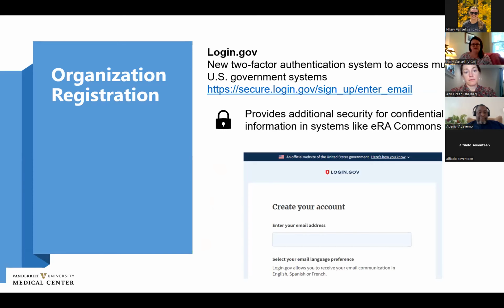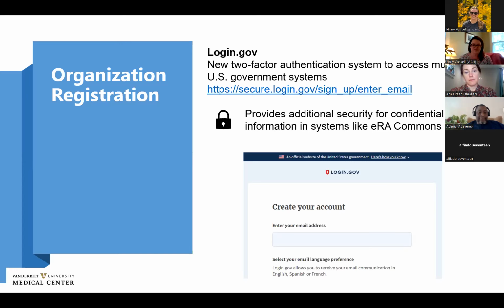Login.gov is the US government's new platform to access many of the systems needed by grantees, including ERA Commons. It is a next level security, so it requires what's called a two-factor authentication. It will send you an email or a text with a code for you to access. So if you haven't set this up yet, I encourage you to do so.